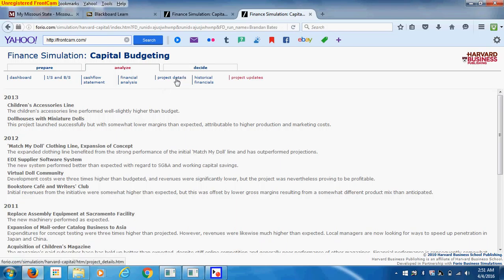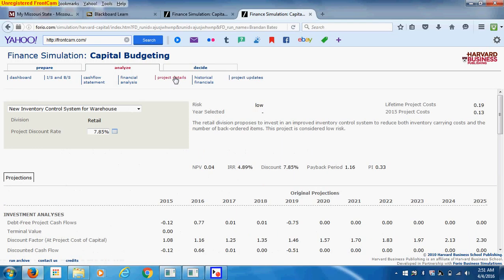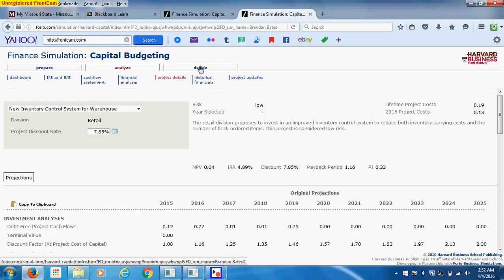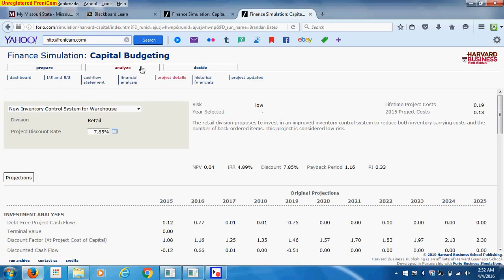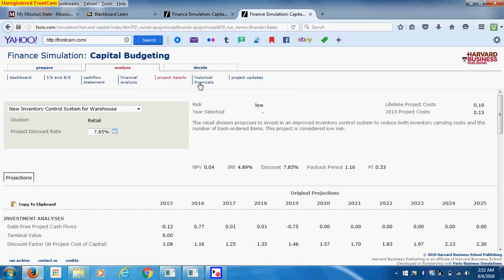So we go back to project details. Actually, let's go to this side for a moment. And it is not showing me. Okay. Analyze project details. Basically, how I did this was, it's not going to show me.